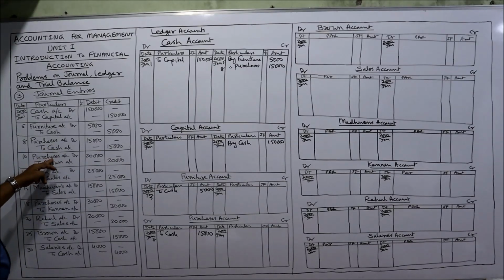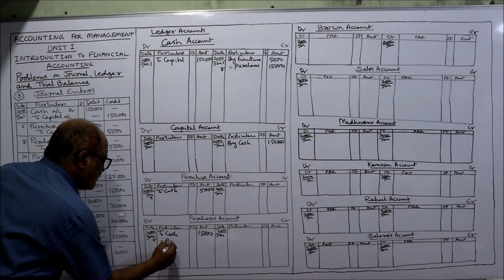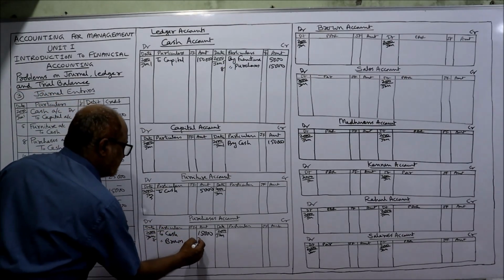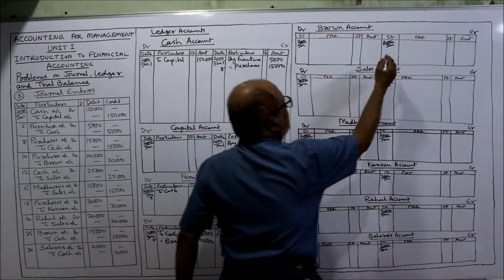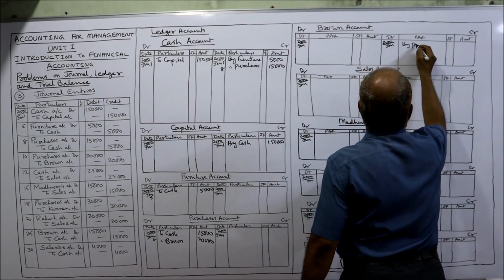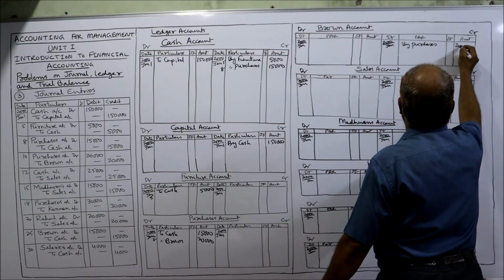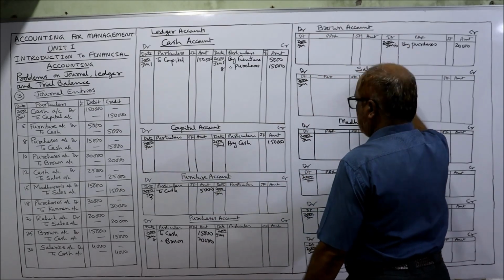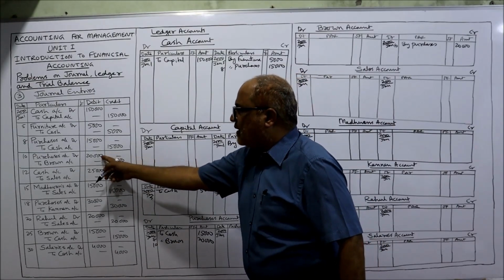Now 10th date, purchases account debtor to Brown. So purchase account debit side to Brown. Purchase account debtor to Brown 20,000. Brown account should be credited by purchases. By purchases, it is 20,000. And the date is 10th, I think. Yes, date is 10th. Here also purchases, Brown, 10th. So the 10th transaction is completed.